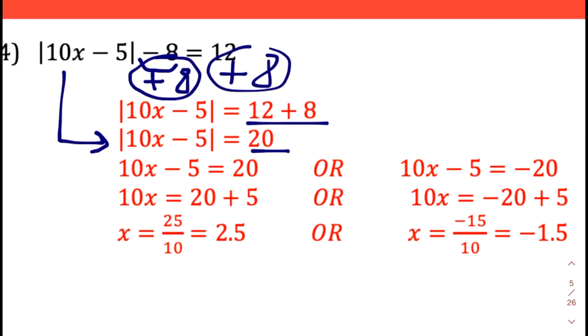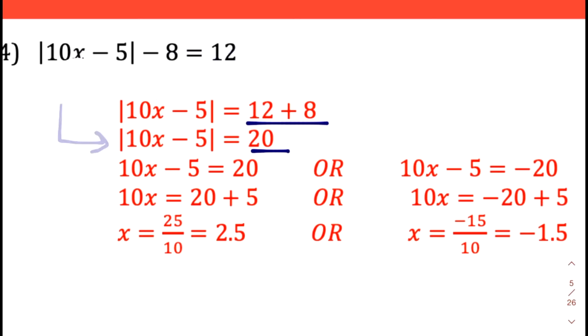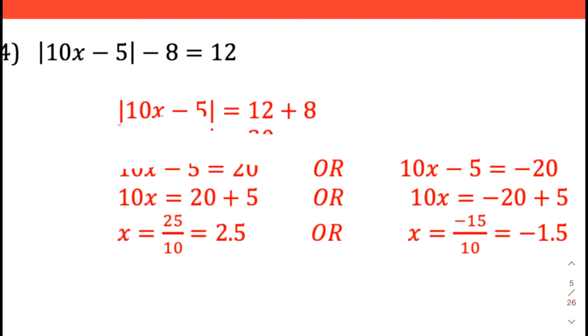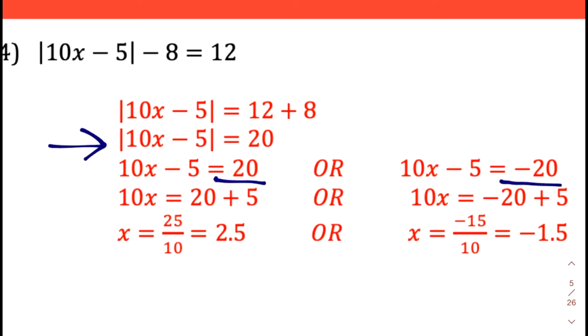Now, don't do what I've seen in some of your answers, not all of you, some of you. They add 5 here. Don't add 5 because you have absolute value, so you cannot start with this. You should get an equation without absolute value. Usually, when you have an absolute value equation, you get 2 equations: one with +20, one with -20, because the absolute value of 20 equals 20.